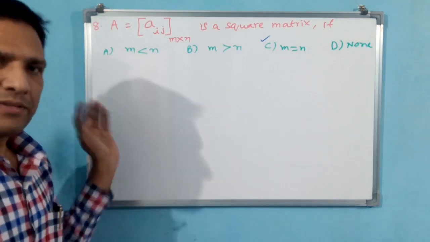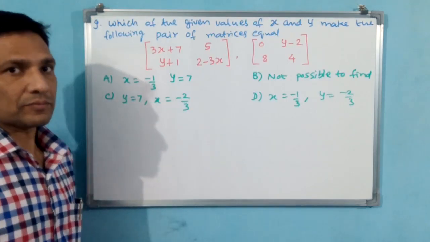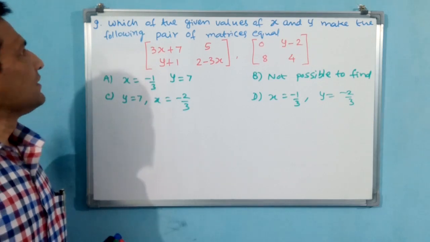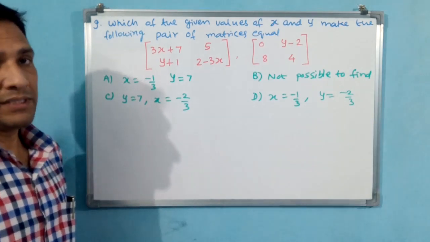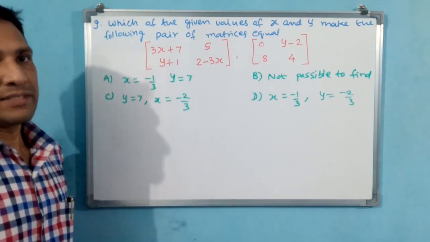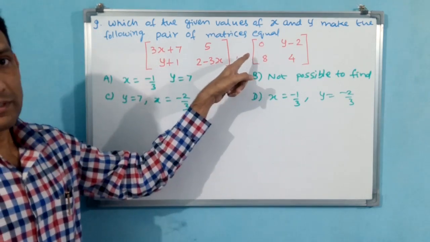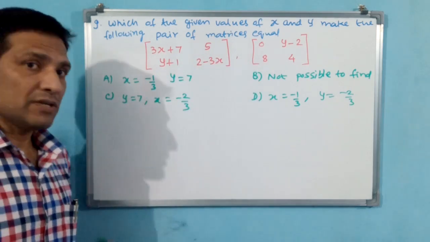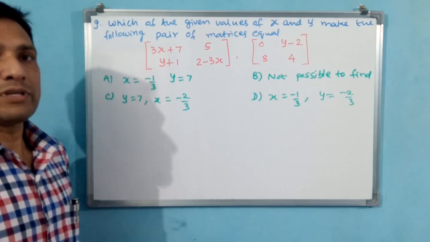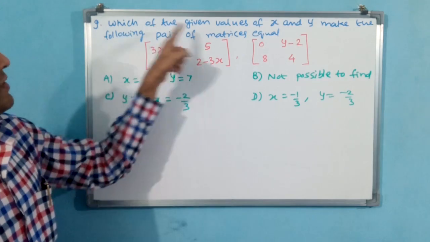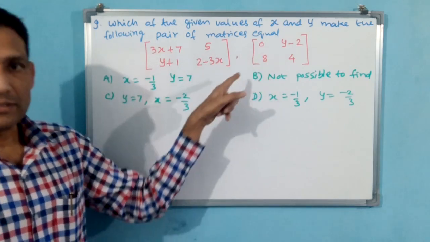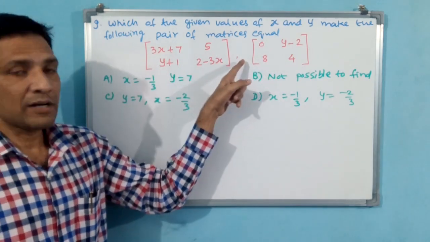Let us go for the 9th question. See the 9th question. Which of the given values of x and y make the following pair of matrices equal? See, which values are going to make these two matrices equal, he is asking, but he has not put an equal symbol. That means this may be equal, may not be equal. That you have to keep in your mind. You have to understand the question carefully.